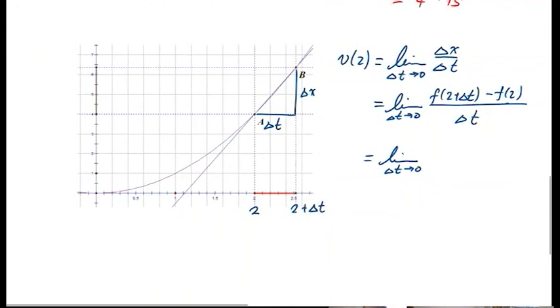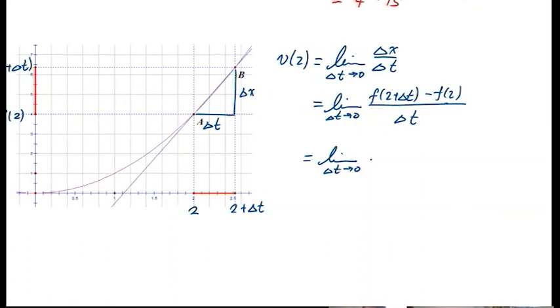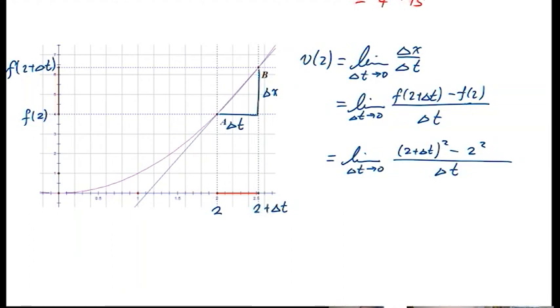Okay, so this point is now f of 2, and this point here is f of 2 plus delta t, like that. So I have denominator still delta t, and then we have 2 plus delta t squared minus 2 squared, like that, eh? Okay, so as delta t approaching 0, we have 4 plus 4 delta t plus, here's the problem, that delta t squared.